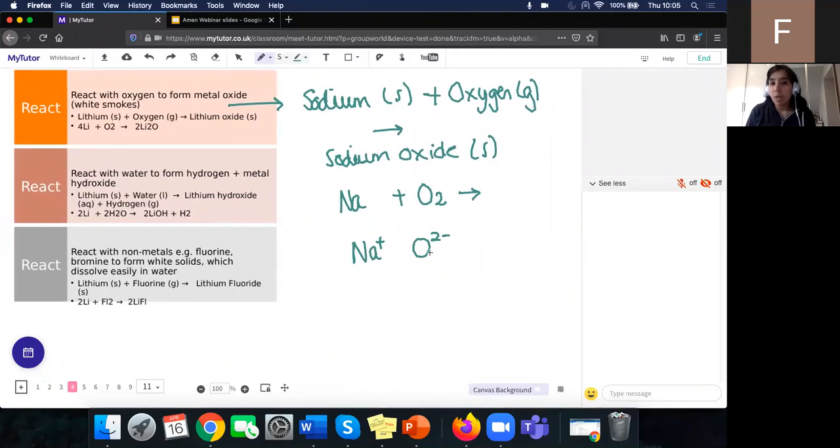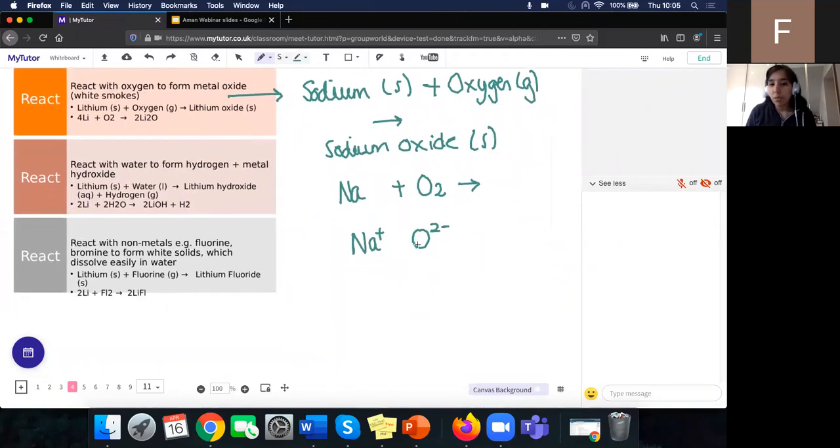So then to do their chemical formula, if these two bond, that means that one sodium has 1 electron to give, but oxygen needs 2. So we need 2 sodiums for every 1 oxygen. So that would be the formula there. So Na2O.